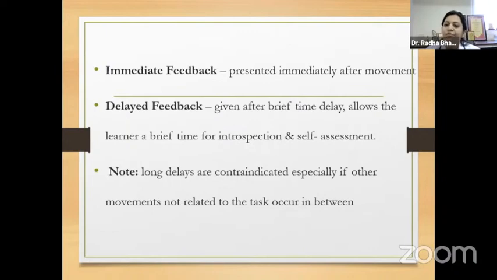Care should be taken if there are long delays in giving the feedback. There will be a memory bias and it will not be that effective. So immediate feedback is preferred, or if it is delayed, there should not be a long gap before the feedback that you are giving.